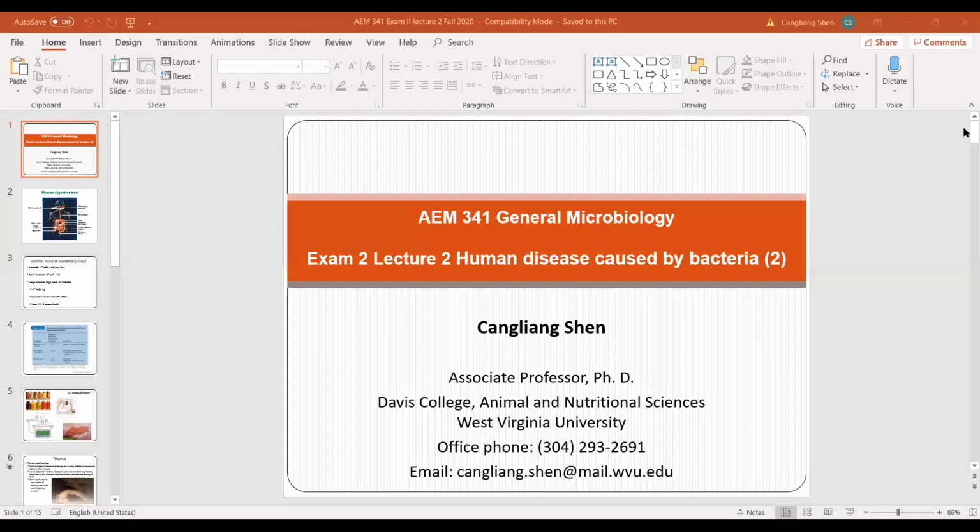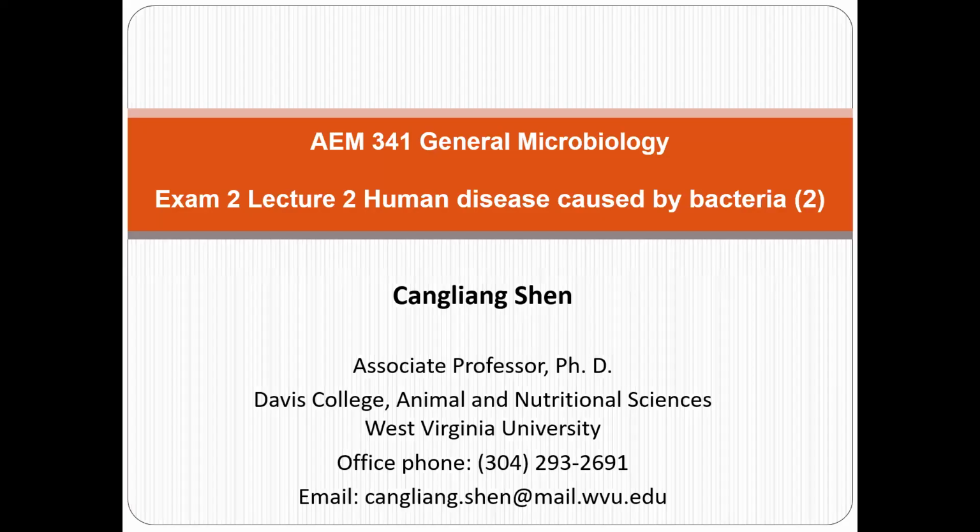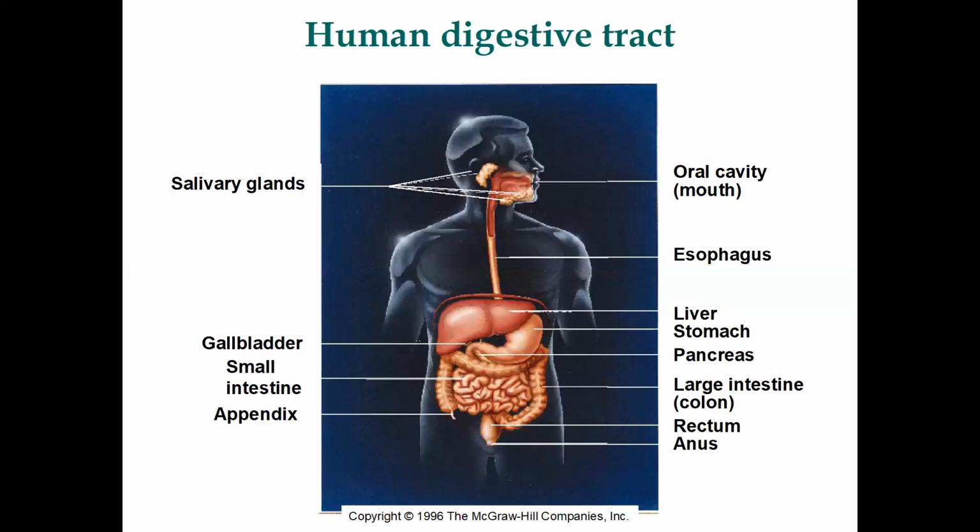Okay, so we will continue to talk about a human disease caused by bacteria, number two. Now, this is the human digestive tract. You will see there are salivary glands and the oral cavity, which is the mouth. We mentioned that in the oral cavity there is a lot of Streptococcus.